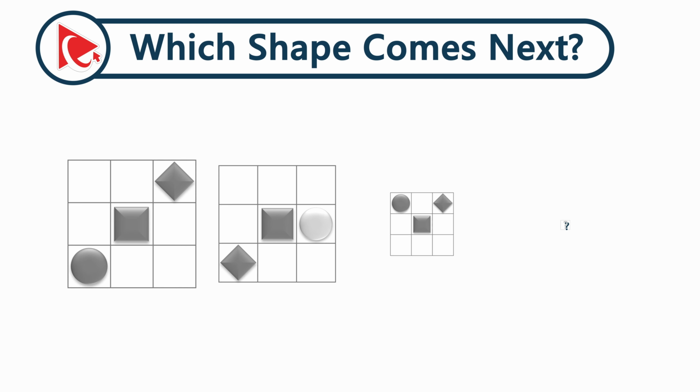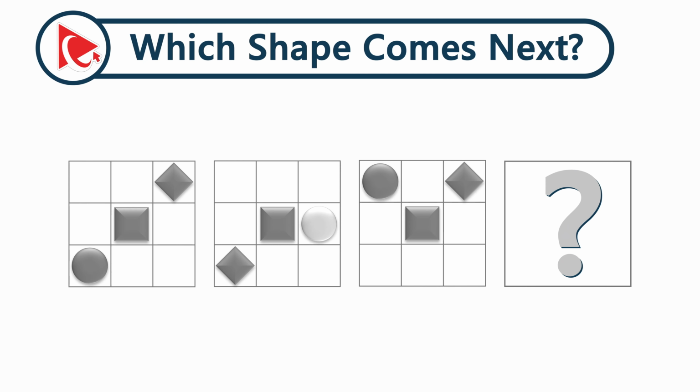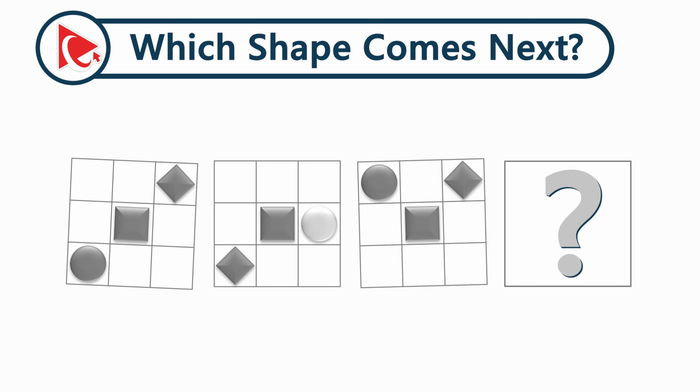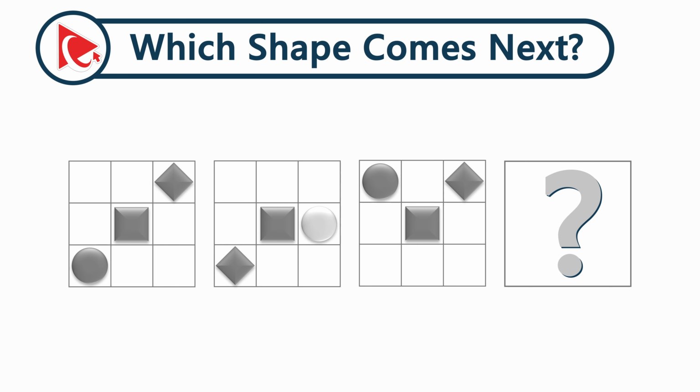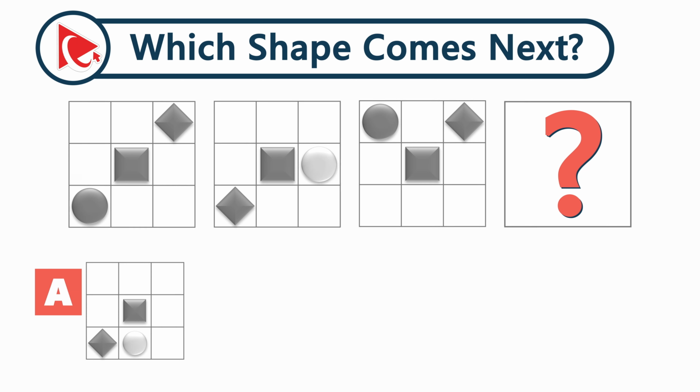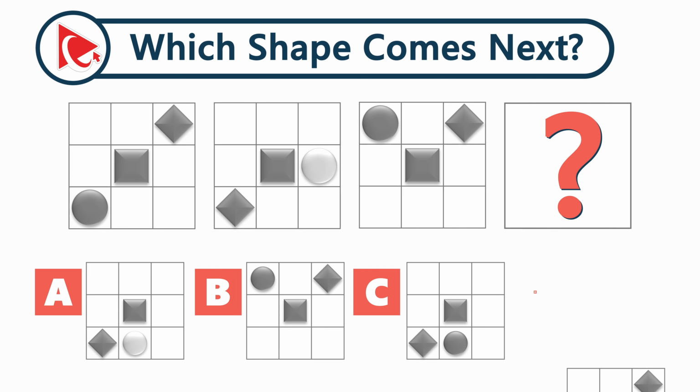In this question, you're presented with amazingly cool-looking matrices. In fact, 3x3 matrices, which have smaller shapes inside. 3 shapes are present, and you need to determine which shape comes next. Your goal is to detect the pattern and select your answer out of 4 possible choices. Choices A, B, C, and D.